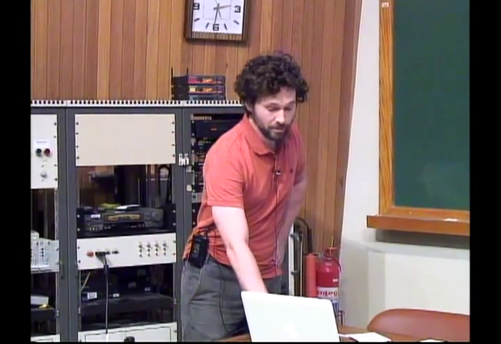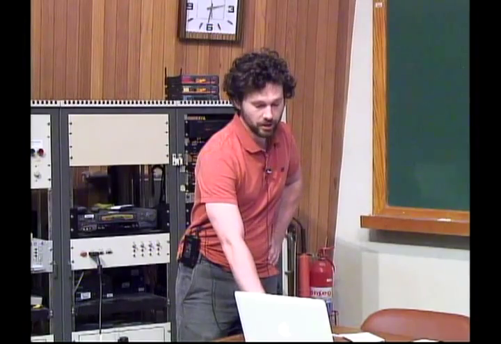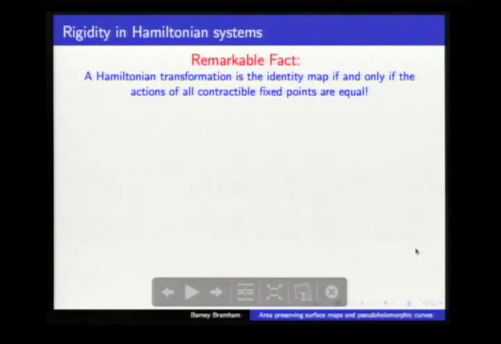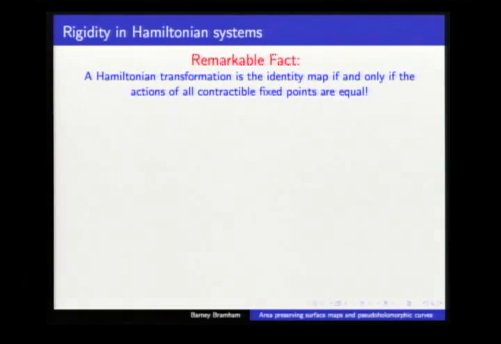So what do I mean by this in a dynamical sense? Maybe I begin by illustrating with this, which I think is a very interesting fact: a Hamiltonian transformation is the identity map if and only if the actions of all the contractible periodic orbits are the same. So this is a somewhat imprecise statement. It's basically saying that if you have a fairly small amount of information just about the periodic points, you're suddenly saying you know all about the whole dynamics.